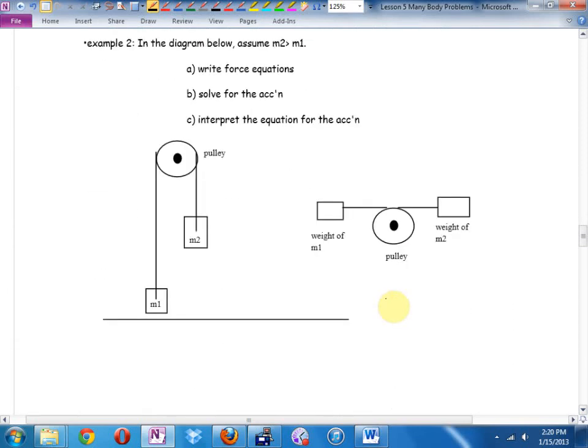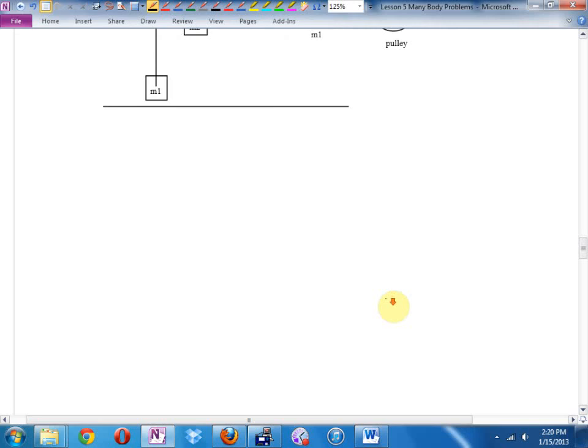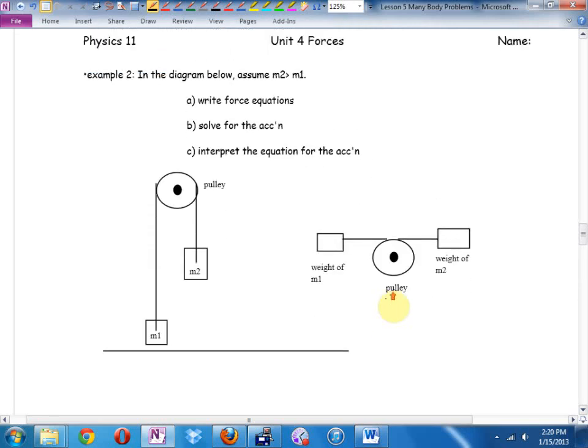Last one, and then I'll let Greg go, but we'll finish this one first. In the diagram below, it says, assume mass 2 is bigger than mass 1. So this time, the higher mass does weigh more. You know what? Let's even make up some numbers. Let's say that mass 2 weighs 8 kilograms. Let's say mass 1 weighs 3 kilograms. So in our diagram, let's put a little 8 right here, a little 3 right there.